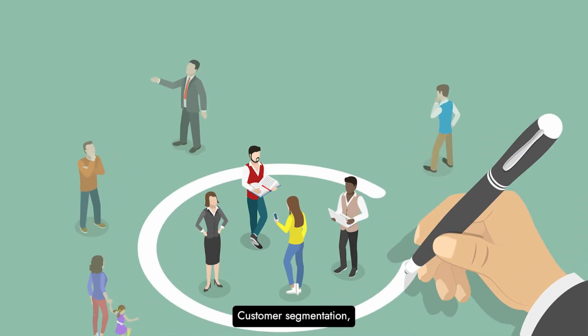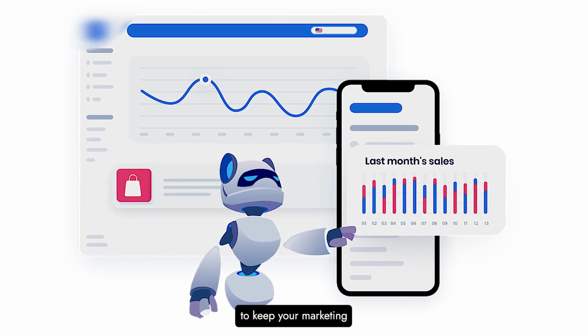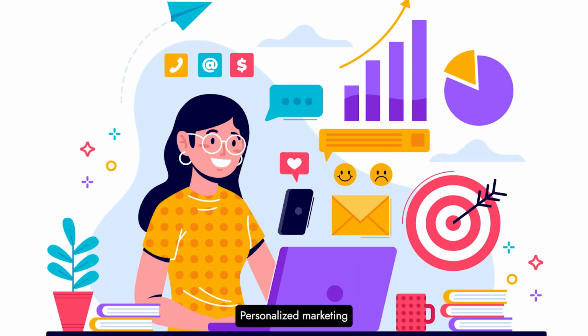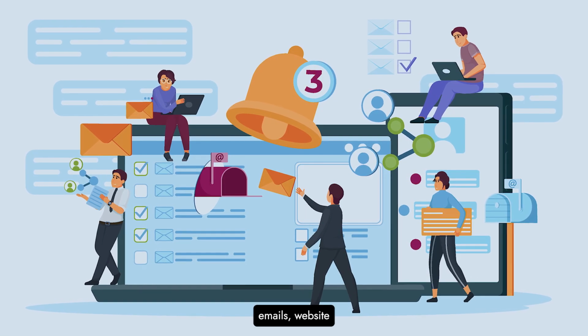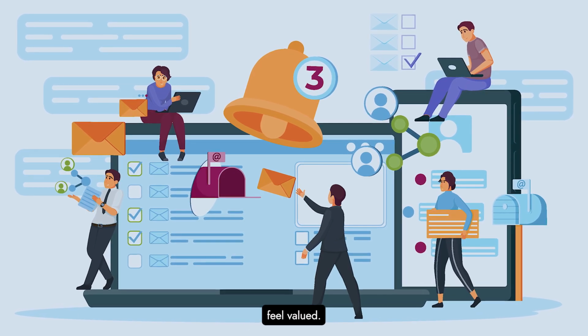Customer segmentation. Segmenting your customers based on their behavior, purchase history, and preferences allows for more targeted marketing. Automation tools can dynamically adjust these segments to keep your marketing relevant. Personalization. Personalized marketing can significantly boost conversion rates. Automation tools use data to personalize emails, website content, and product recommendations, making customers feel valued.